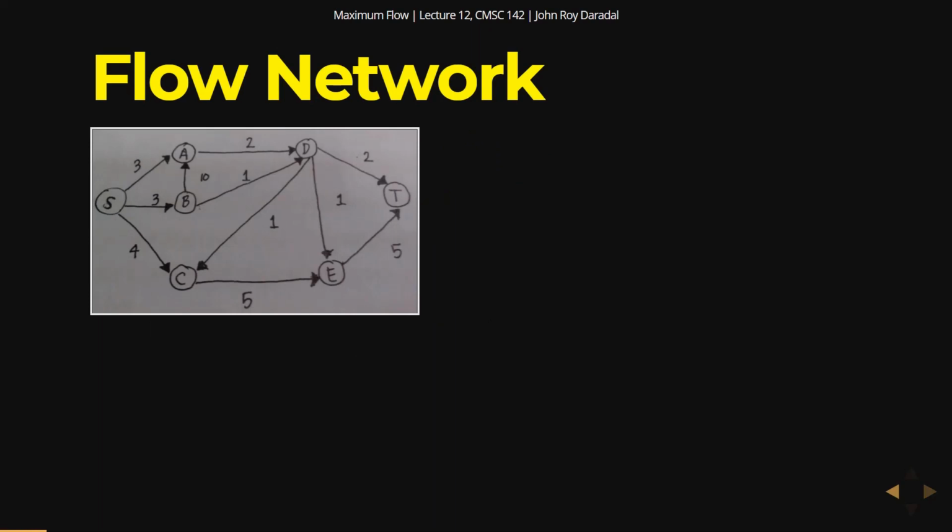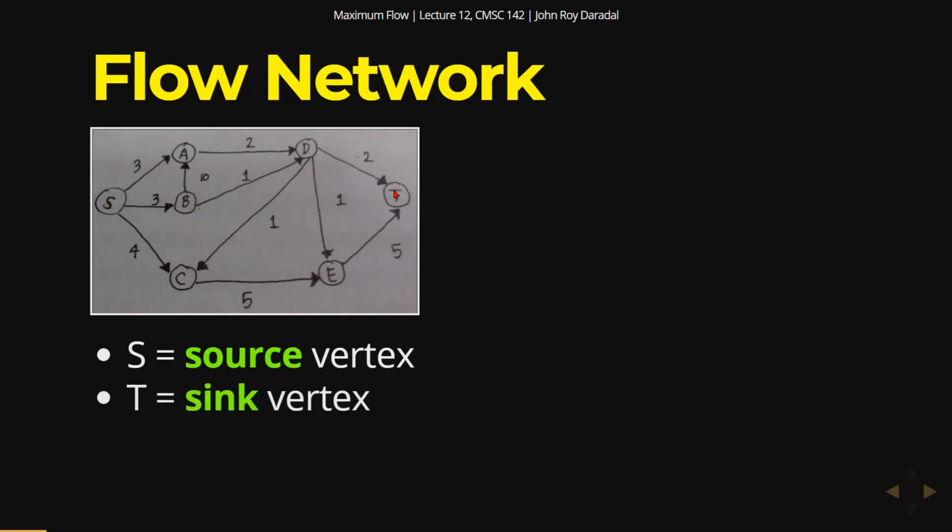If you're given a graph like this, you'll notice that there is a vertex S which acts as the source vertex because all of its edges are going outwards. Notice that no edges are going inwards towards S, or no incoming edges for S. So this is known as the source vertex. On the other hand, T here is known as the sink vertex because it only has incoming edges and no outgoing edges. Okay, so this type of graph is what we'll use for our flow network.